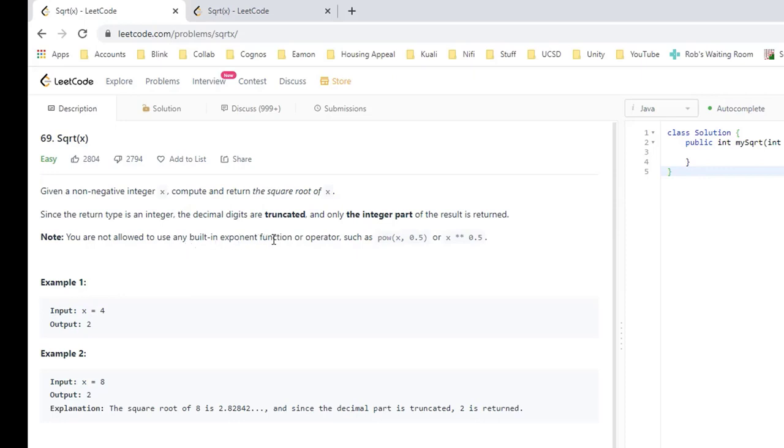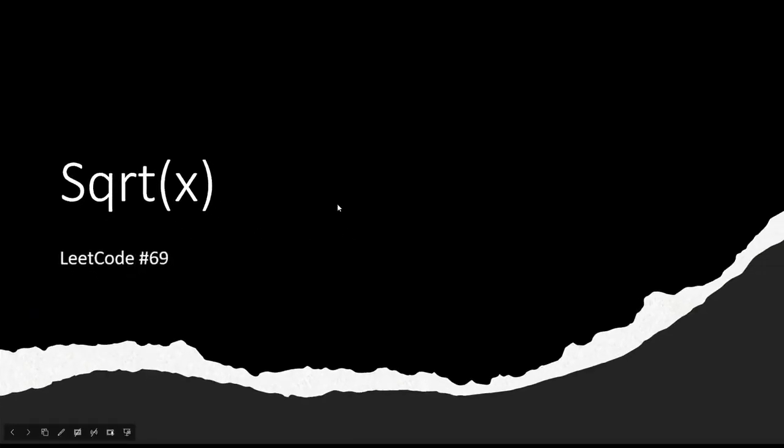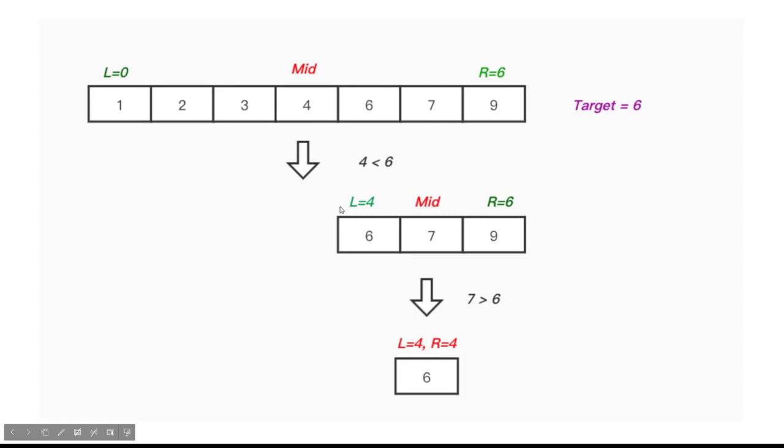You are not allowed to use any built-in exponent function or operators such as power, and so on. Okay. Example 1. Input is 4, so the output is 2. 2 times 2 is 4. In example 2, input is 8, so the output is actually 2, because the actual value is 2.82842, but because it's an integer, it's going to truncate it down, so the answer will be 2. Let's see how to do this.